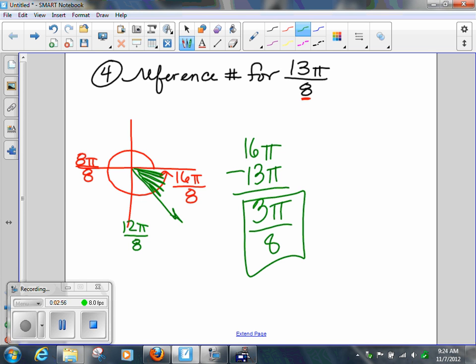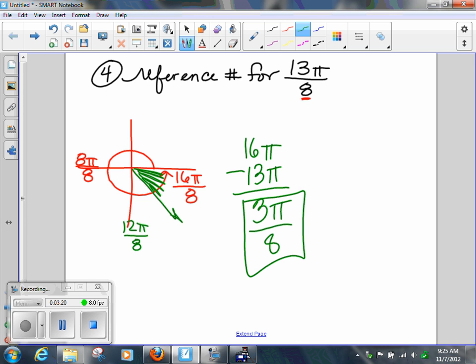Now, Holden, explain what you're saying, and explain it loud so it can be picked up. Say it exactly like you did. You subtract the numerator from the next multiple of the denominator. It has to be equivalent to 2 pi, though. Yeah, the closest multiple of the denominator.